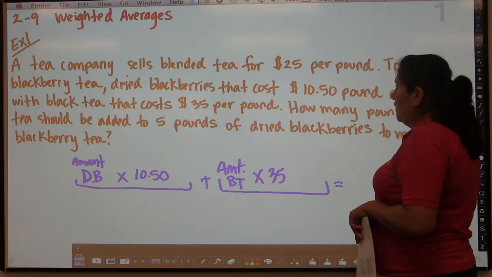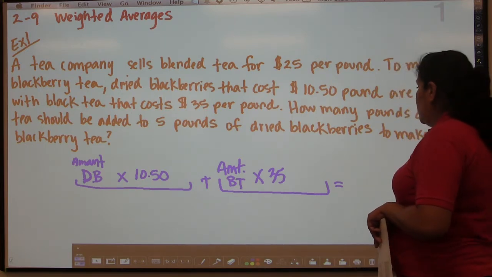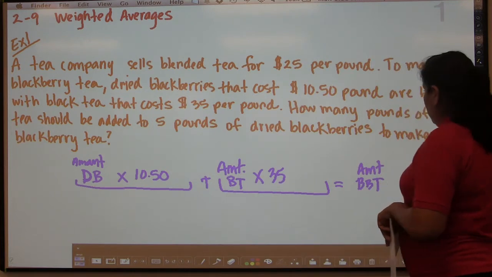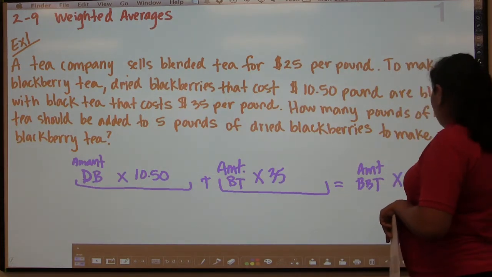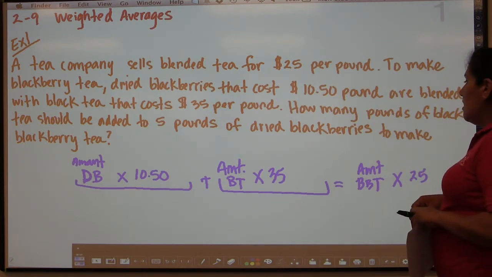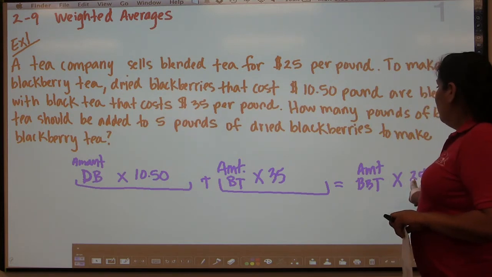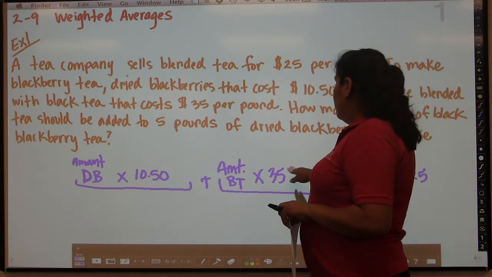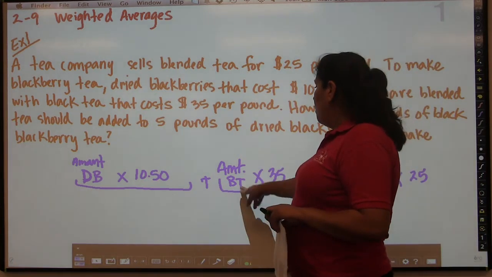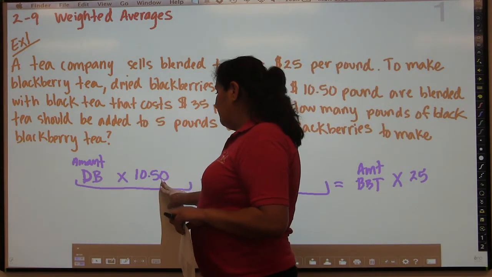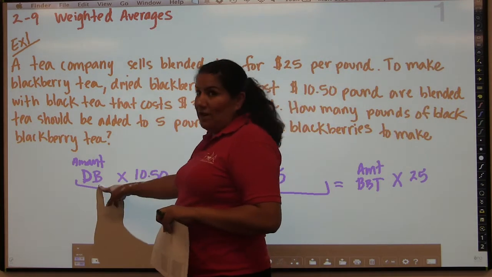So in the end, I'm going to have this blackberry tea combination. So I'm going to have an amount of blackberry tea times 25. So I want to go back to what we have here. Basically, I am going to have $25 per pound of blackberry tea, but to get that, I'm going to have to pay $35 per pound for a certain amount of black tea, and I'm also going to have to pay $10.50 per pound for a certain amount of dried blackberries.